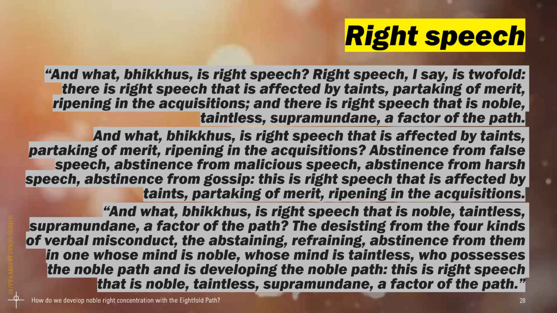However, if we develop further to noble right speech, the Buddha actually says, "And what, bhikkhus, is right speech that is noble, taintless, supramundane, a factor of the path? The desisting from the four kinds of verbal misconduct, the abstaining, refraining, abstinence from them, in one whose mind is noble, whose mind is taintless, who possesses the noble path and is developing the noble path. This is right speech that is noble, taintless, supramundane, a factor of the path."